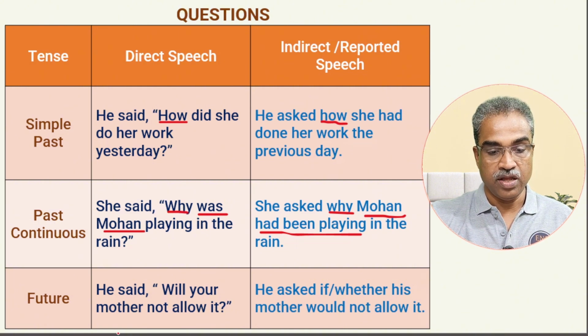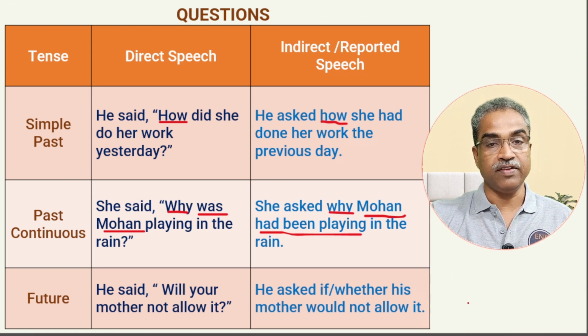Next is future. Will your mother not allow it? He asked. Now here, will comes starting with. Okay. There is no question word given. So it is a yes, no type question. So we use he asked. Since they are all questions, we normally use the reporting verb asked.